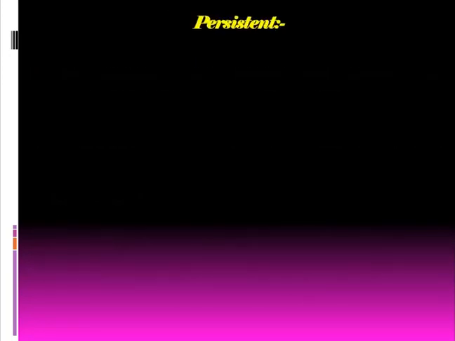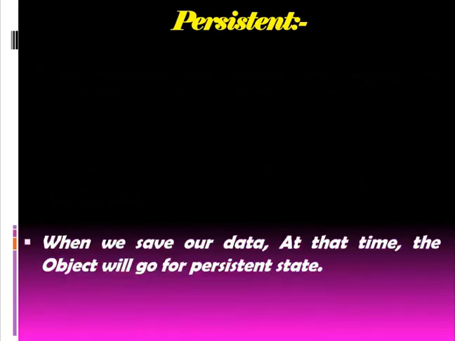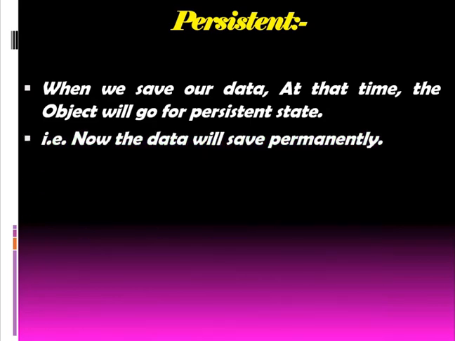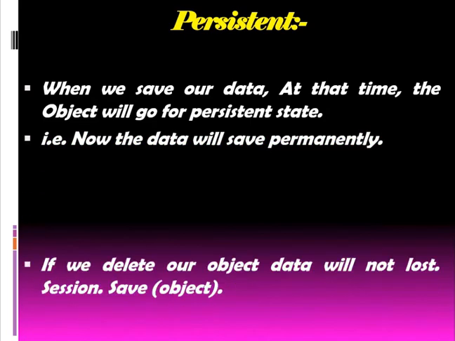Another state is the persistent state. So what is persistent? When we save our data, the object goes to the persistent state. From the transient state it goes to the persistent state. When we create the object, it is in the transient state, and when we save our object, we can call it a persistent state object. Now the data is saved permanently in the database.